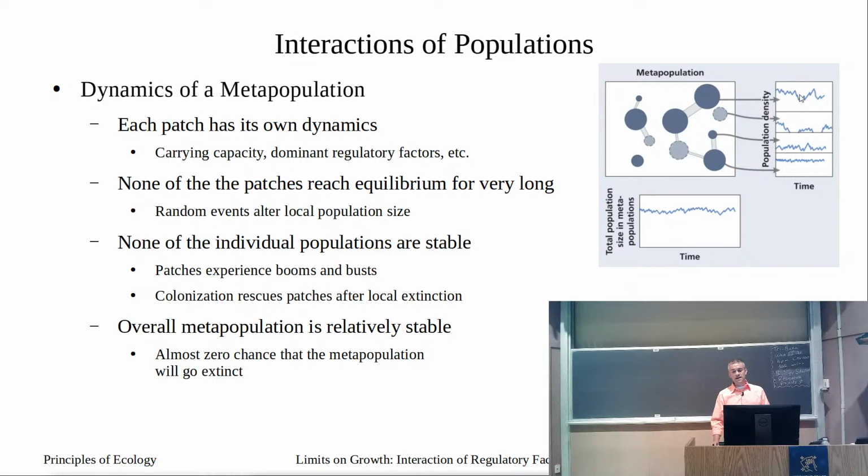All right? What's important is that none of these individual patches are going to reach equilibrium for a very long time. We're always going to have random events that happen that cause our populations to crash and perhaps go extinct, but that's okay because we're going to get rescued by these other patches. All right? So our patches are going to experience booms and busts. Colonization is going to recover them. Notably, though, the overall metapopulation is going to look very stable. So you can have booms and busts in all these individual patches, but the overall metapopulation dynamics, if we take all of the patches, all the individuals, and lump them together, they're going to look pretty darn stable, and their probability of extinction is going to be pretty darn close to 0.